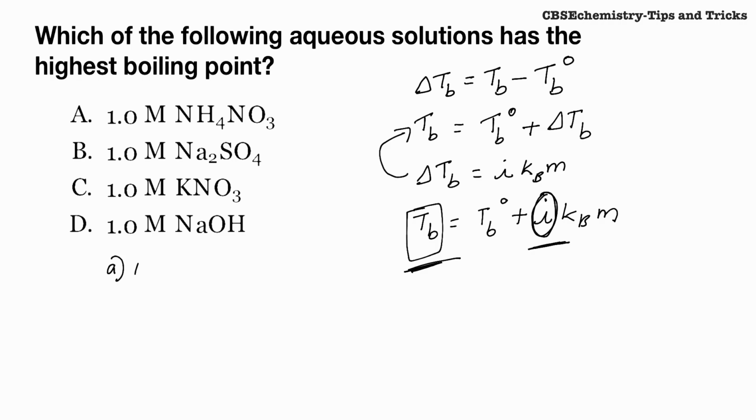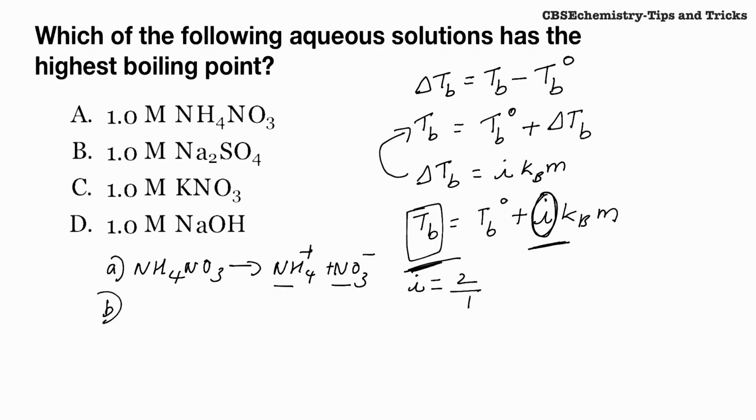Option A, NH₄NO₃. It undergoes dissociation, what you will get? NH₄⁺ and NO₃⁻. So how many components after dissociation? 2, right? So what is i factor? i factor is 2/1. Correct, right?